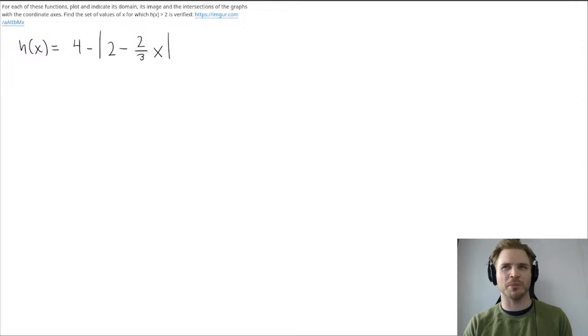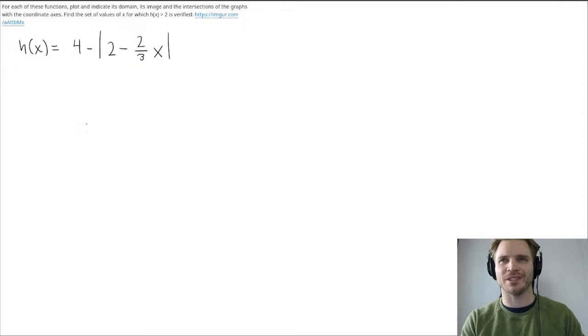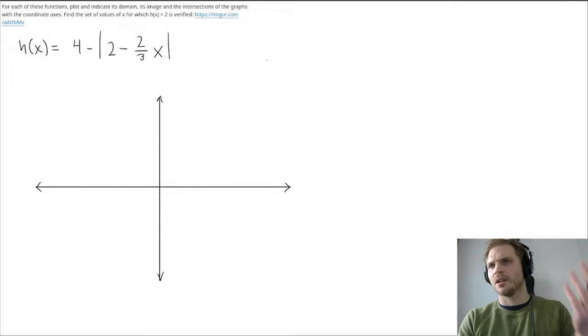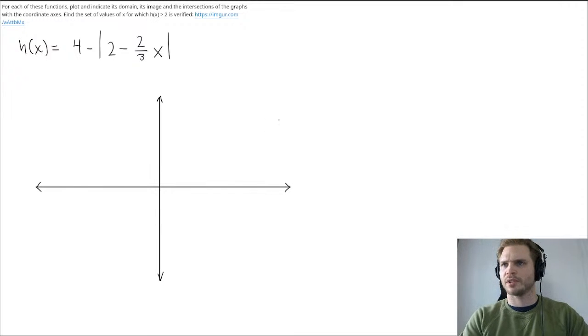So plot its domain. To me, that sounds like they want the graph. So I'm going to make the graph and then plot the domain, if that's a separate thing. I don't super understand what they want. How do I do this? I forgot how to. So here, I'll make a graph. We've got some axes, and let's think of what this graph is.